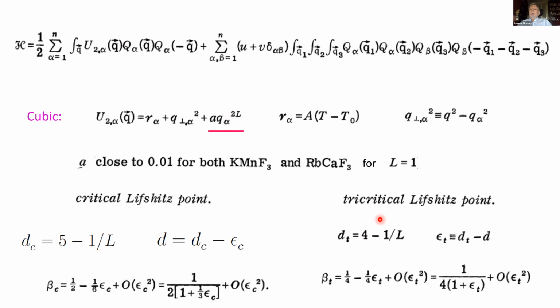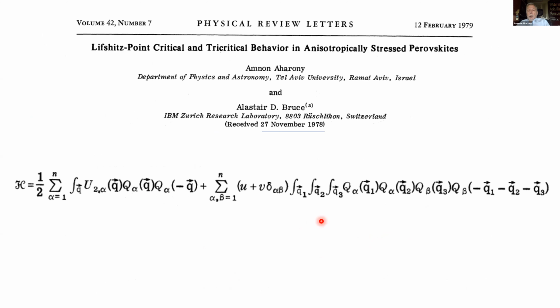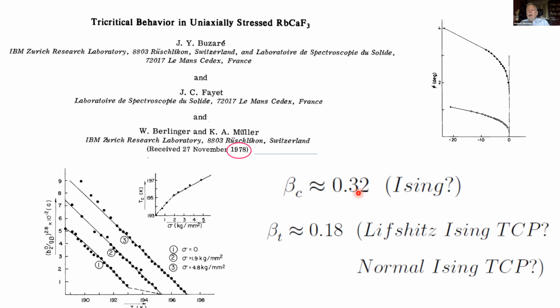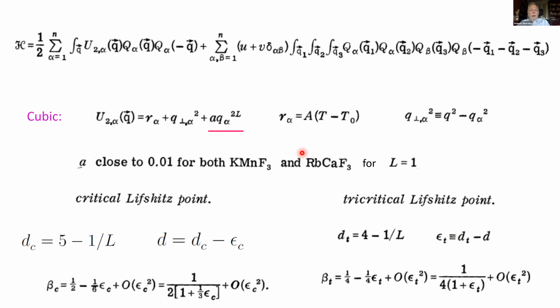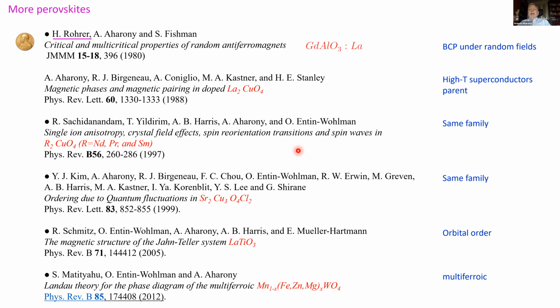The tricritical Lifshitz point has an upper critical dimension of 4 minus 1 over L, and you can do epsilon expansion around that. And therefore, you can estimate from this leading order epsilon expansion the critical and the tricritical exponents for the Lifshitz point. And basically, they are roughly near what Miller and Berlinger measured, and that's it. Since 1980, I left this problem.